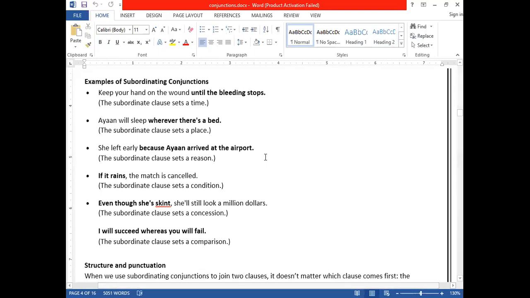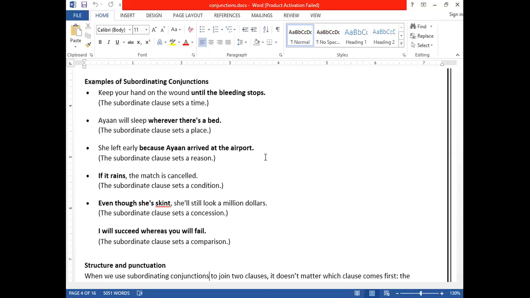Keep your hand on the wound until the bleeding stops. Now can you see here? Keep your hand on the wound. So it means what? You keep. The subject is "you" here, but that is already understood, so we don't use that. You keep your hand. So how can we say in this case that this is called what?